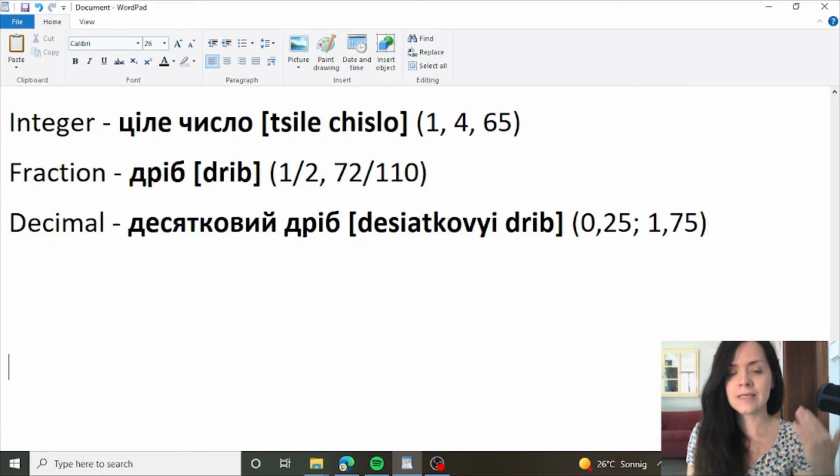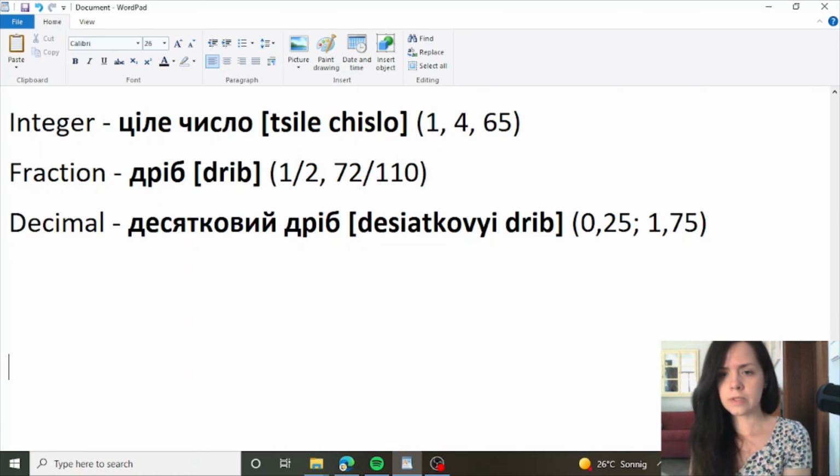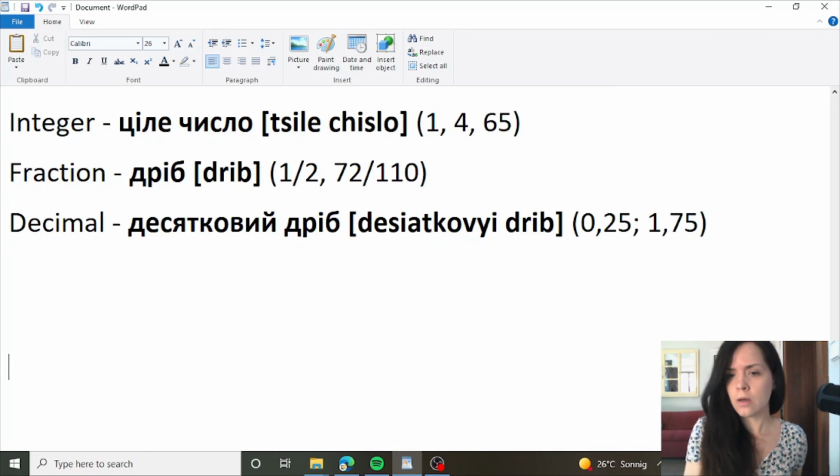And finally, decimal is десятковий дріб. So numbers like 0.25, 0,25 or 1.75, 1,75, etc. In Ukrainian we call десятковий дріб.